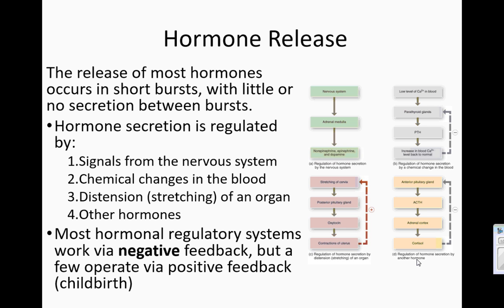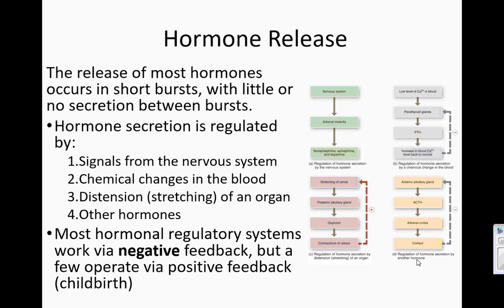All right, the release of those hormones occurs in short bursts, kind of like they're spitting out. Okay, it spits it out in these short bursts, with very little secretion between the bursts. And regulation of secretion is done 4 ways, and those are illustrated here on the right with A, B, C, and D figures.